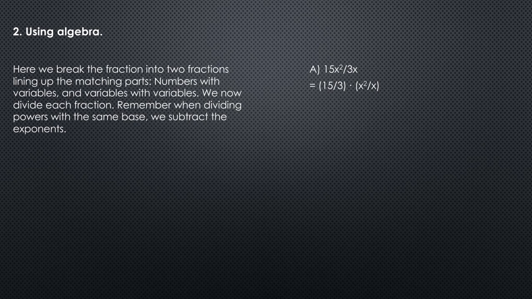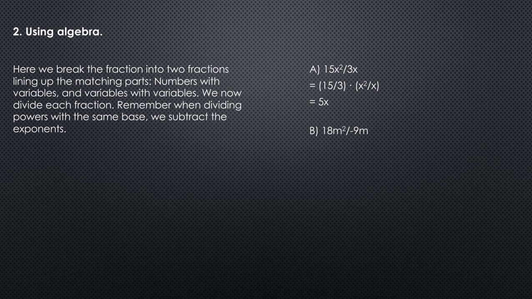You must remember that when dividing powers with the same base, we can subtract the exponents. So 15 divided by 3 will be 5, and x squared divided by x will just be x, because if you cannot see an exponent, that means that it is 1. So 2 minus 1 is 1, and if the exponent is 1, then you don't have to show it.